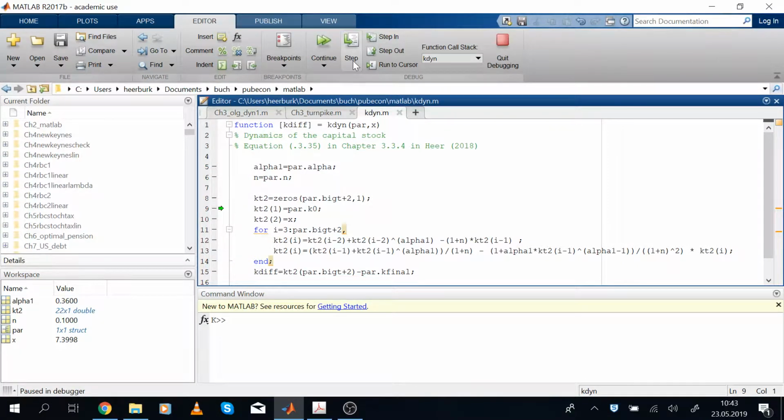zeros. The first entry is set equal to the initial capital stock, and we compute kt2 from 2, which is equal to our value k1, as our unknown x given by the calling function. And in lines 11 through 14 we do the iteration over equation 35. So now we compute the third entry in the vector kt2, which is equal to k2 in our model.